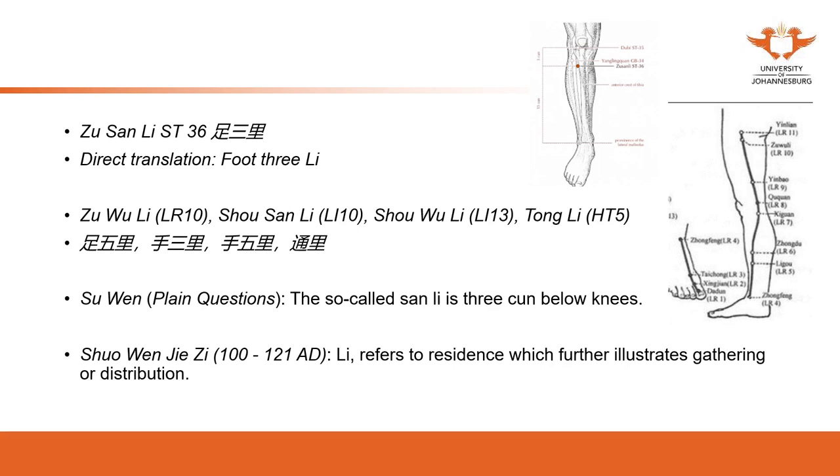If this explanation is correct, there are other points that we can use as an example, such as liver 10. When you refer to the Chinese name, Zu Wu Li, Zu is still the same, Z-U. Zu means the foot, Wu means the number 5. Li, the same Li. So if Li means miles, 3 miles or 5 miles, then Zu Wu Li, liver 10, should be much better than stomach 36, because Zu Wu Li means you can walk for another 5 miles.